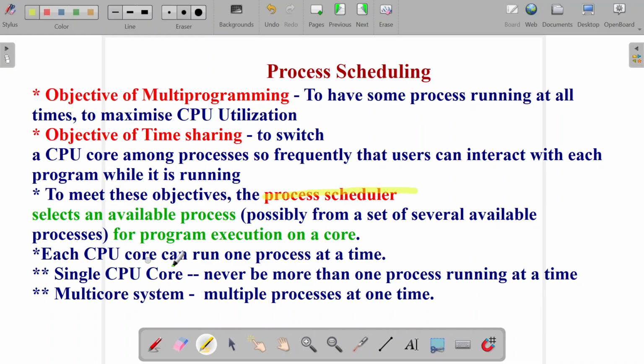Each CPU core can run one process at a time. If I have a single CPU core, only one process can run at a time. But if I have a multi-core system, multiple processes can run at one time, with each CPU allocated one process at a time.